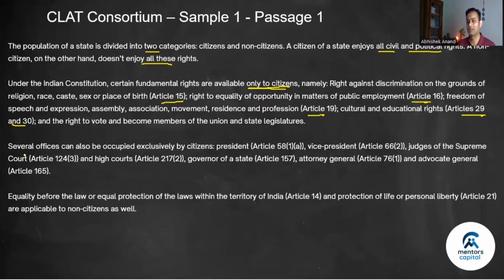Okay. Now let's look at paragraph 3. In this case, several offices can only be occupied exclusively by citizens. So again, I'll mark only this one, because if a question comes about offices that could be occupied by citizens or whether it could be occupied by non-citizens or not, I know I have to come to this paragraph. So that's it, only this much.